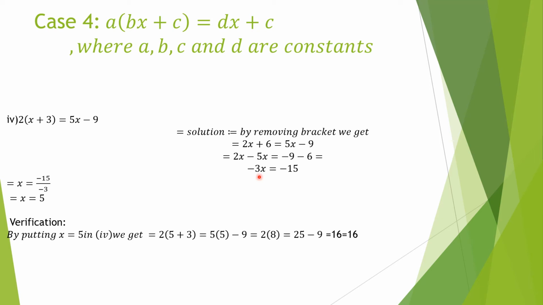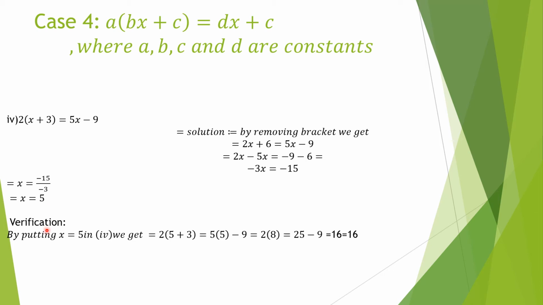Now we are removing minus 3. Minus 3 is multiplied by x. It changed into division. Minus 15 upon minus 3 is equal to 5. Minus signs are cancelled out and 3 5s are 15. x is equal to 5 is the answer of the equation.